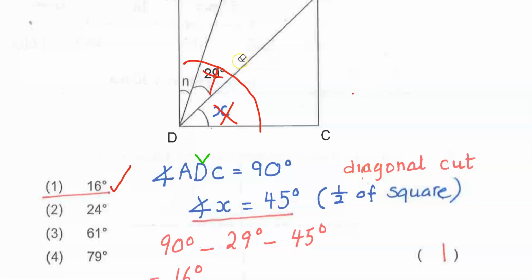Or the other way I can do it, since I've learned something: right over here, this is 45 degrees. If X is 45, the other side, half of 90 degrees, must be 45 degrees too. So all you have to do is 45 degrees take away 29, and you will get N.